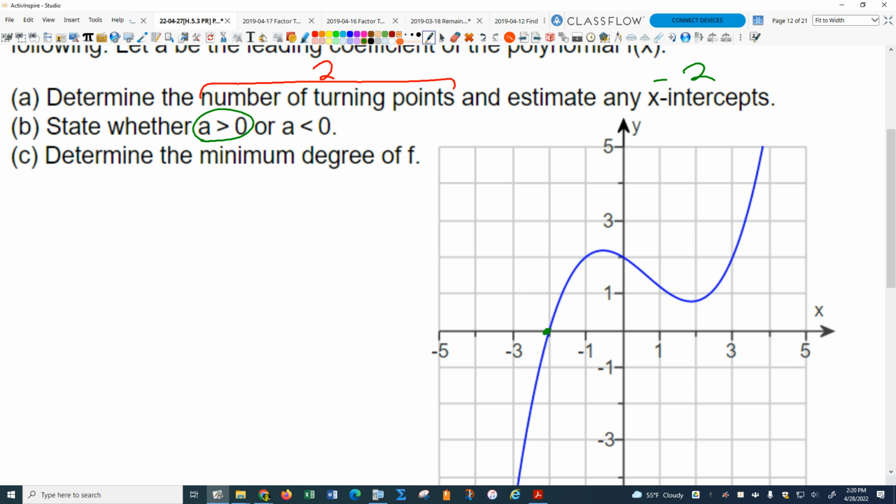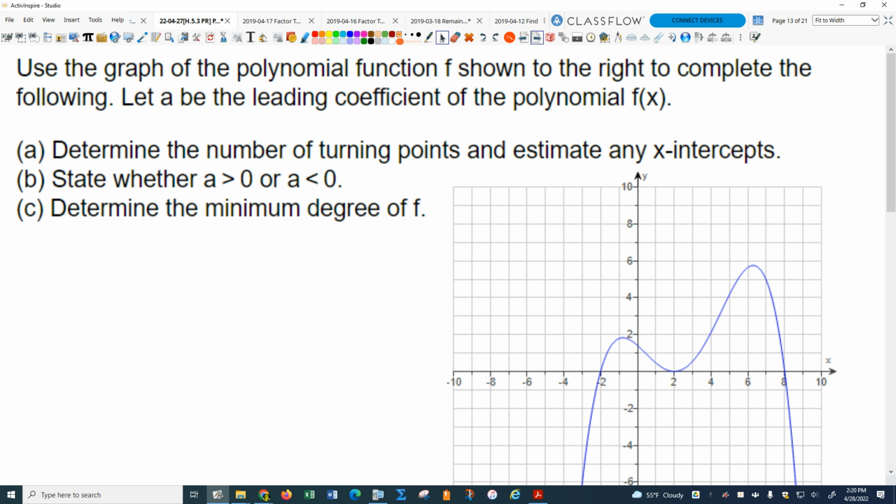Okay, let's try a couple more of those. So the turning points are telling us n has to be greater than or equal to 3. It's at least 3. Okay, let's try that one. Try that one on your own. Answer all parts of that.